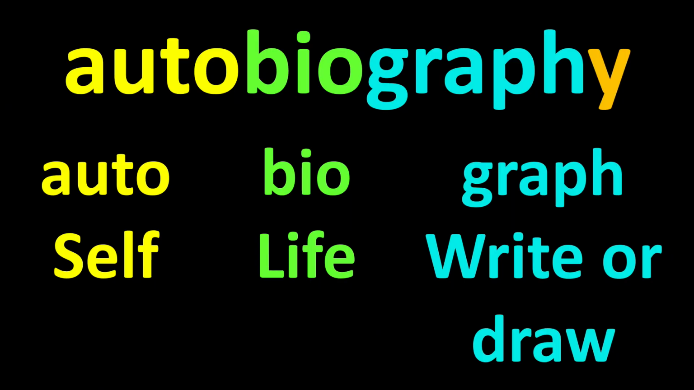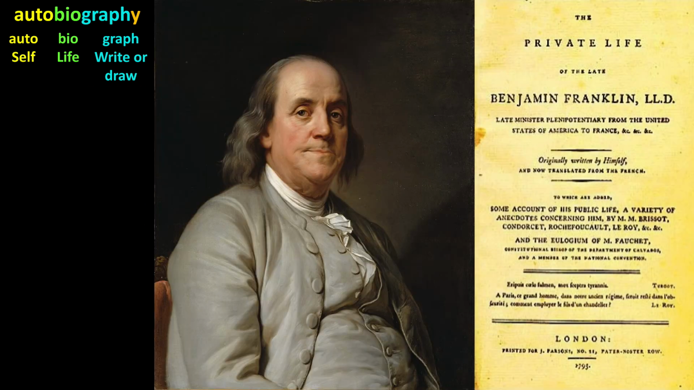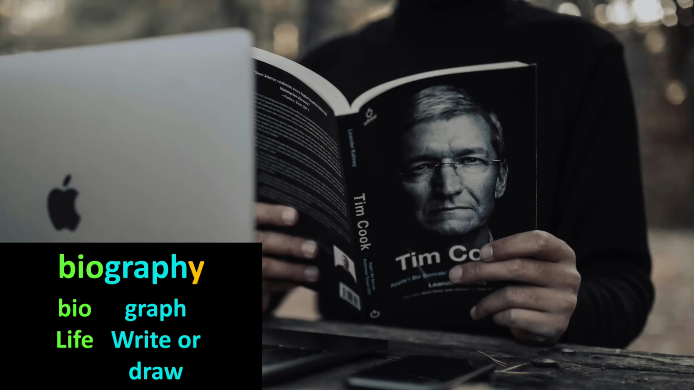The word autobiography is made of three word parts. The second one is bio, which means life. Together, these word parts refer to someone writing about their own life. For example, here's the cover of a book that Benjamin Franklin wrote about his own life. In contrast, a biography is when someone else is the author of a book about an individual. This is a book about part of Tim Cook's life. But unlike in an autobiography, Tim Cook did not write this biography.